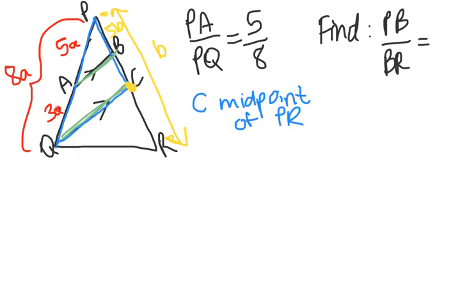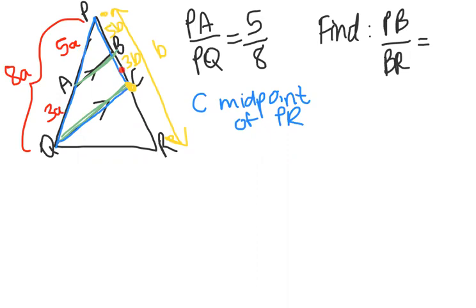And if this is 3A, then the opposite side to 3A, BC, will be 3B. We always keep the one side A and the other side B. So now we have the 5B, which corresponds with the 5A, and the 3A that corresponds with the 3B.